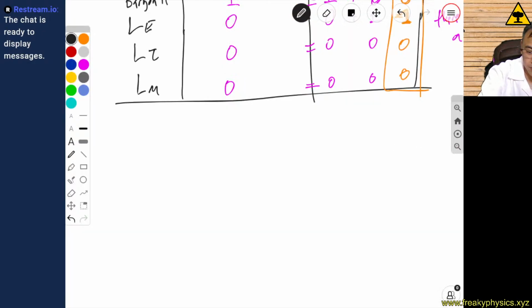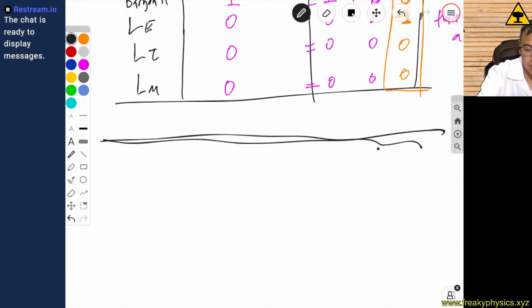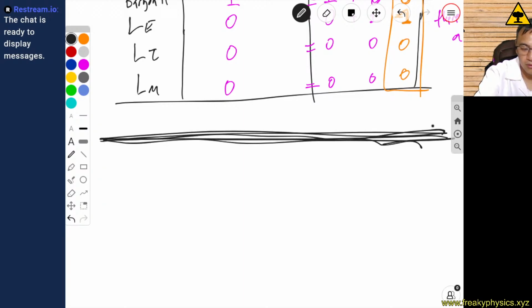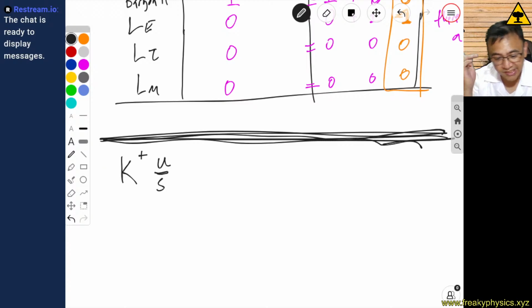So we have this particle called the K meson or the kaon. To be specific, the K plus particle is made of an up and anti-strange quark. Up and anti-strange. Now what happens? This kaon can decay.